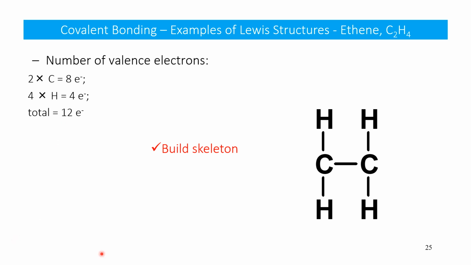And so the extra pair that we need, we can add onto a carbon, because the duet of hydrogen is already satisfied. However, you can see that the carbon on the right is unsatisfied. The octet is not present. And so to satisfy that, we take this lone pair and make it a shared pair here.